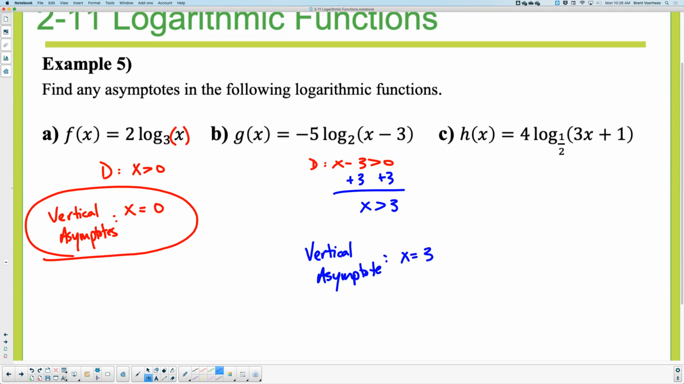X equals 3. Very good. Okay, now some of the questions I've had in years past are about students saying, wait, why are we saying vertical asymptotes and we're not doing vertical transformations? So here's how I think of it.